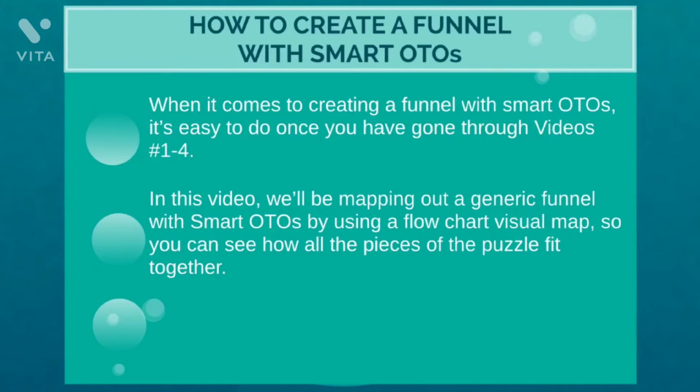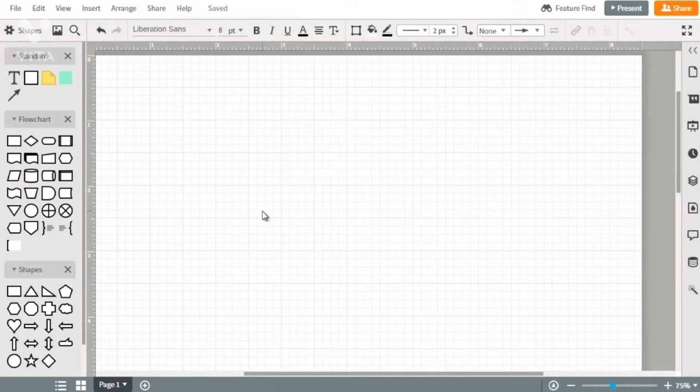So in this video, we're going to be mapping out a generic funnel with smart one-time offers by using a flowchart visual map so that you can see how all the pieces of the puzzle fit together. So let's do that now. Okay, so now that you understand a breakdown of the smart OTO and the smart funnel essentially, let's actually map it out.